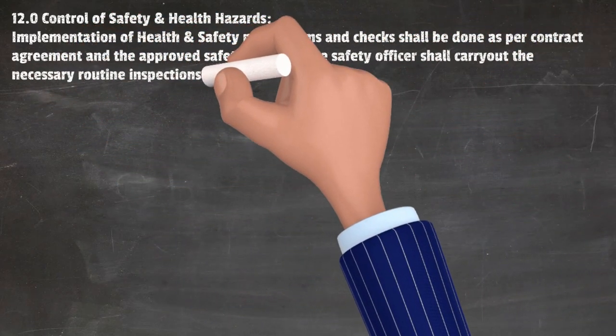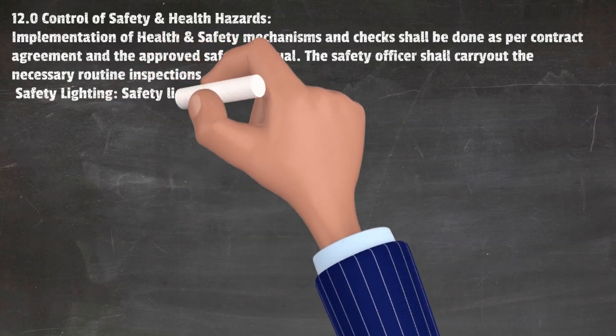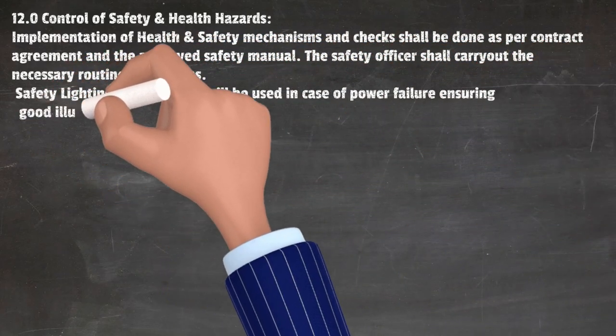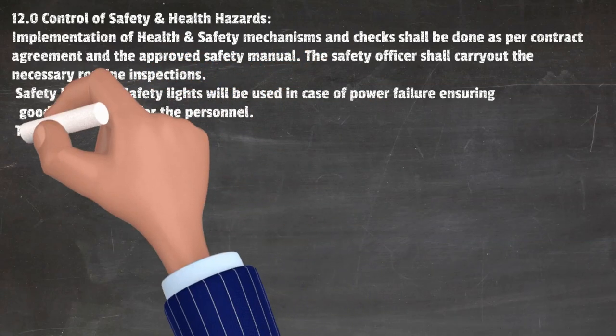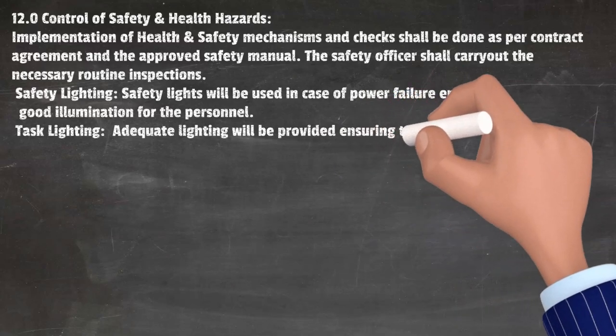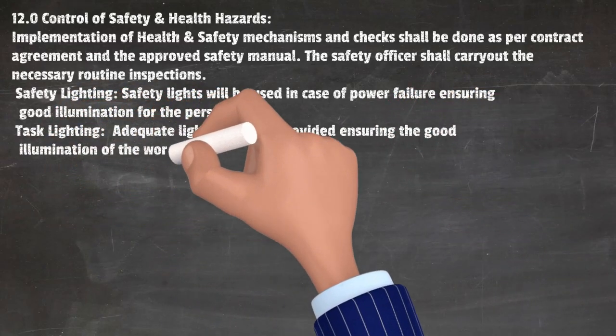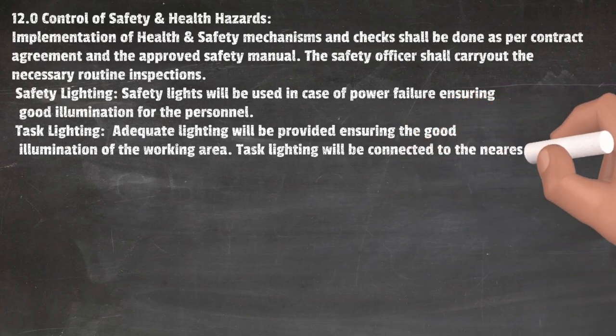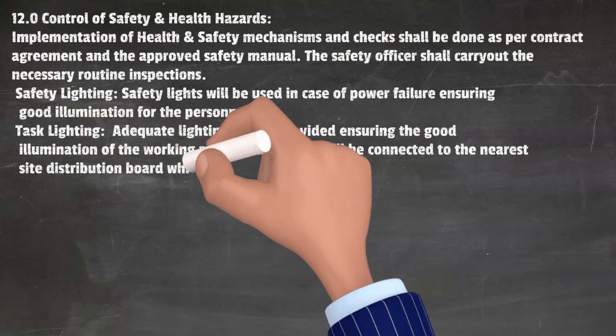Safety lighting. Safety lights will be used in case of power failure, ensuring good illumination for the personnel. Task lighting. Adequate lighting will be provided, ensuring the good illumination of the working area. Task lighting will be connected to the nearest site distribution port, which is RCD protected.